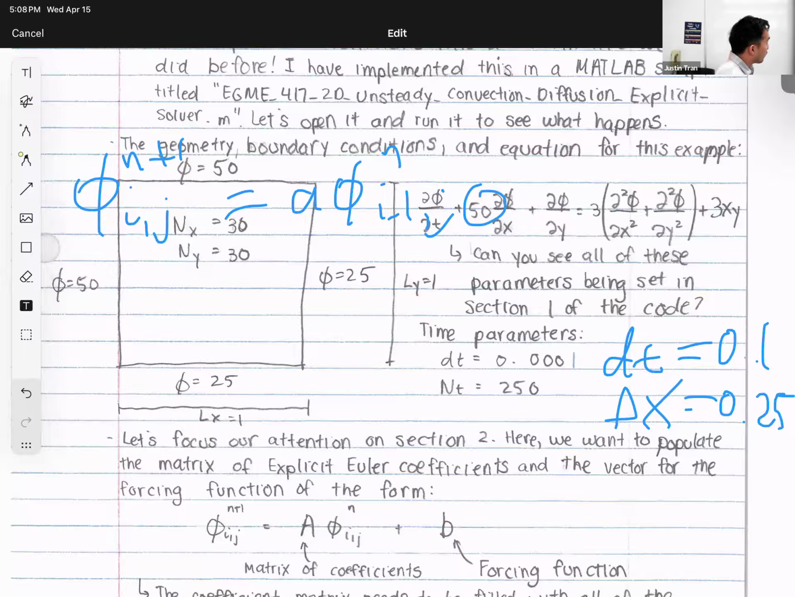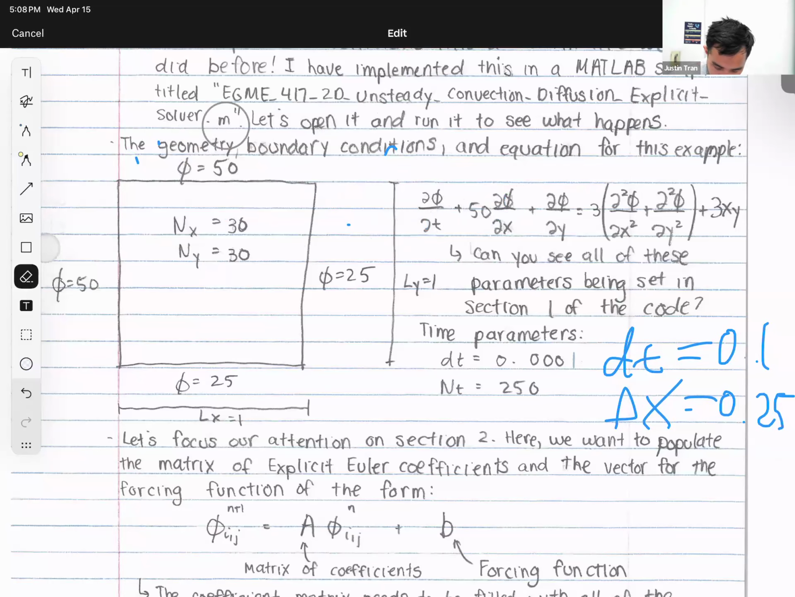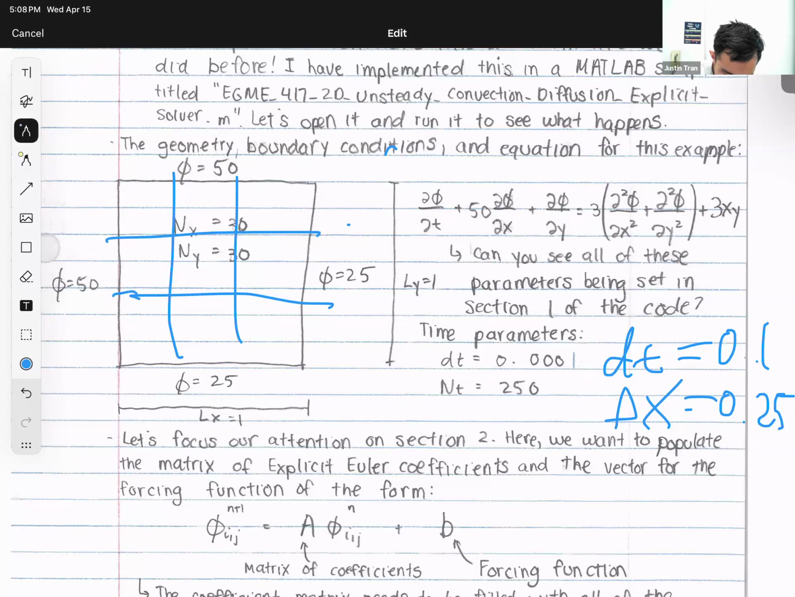The only thing to be careful of is that in 2D, our boundary conditions are a little bit more complicated. If we go back and draw our grid from before, we draw our grid like the following.